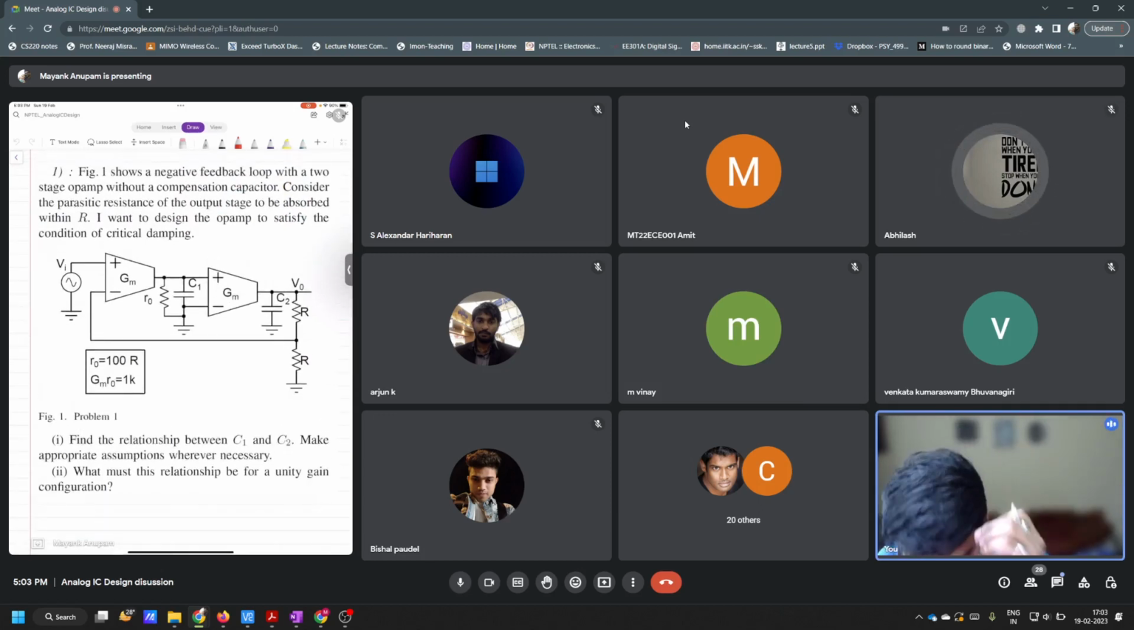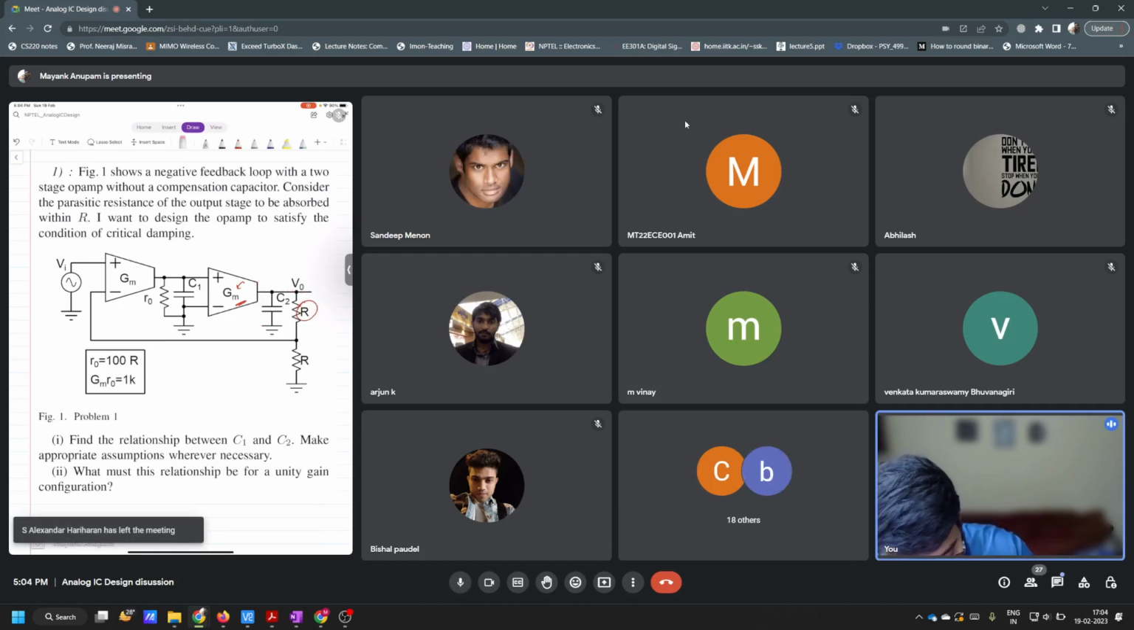Figure 1 shows a negative feedback loop with a 2-stage op amp without a compensation capacitor. Now consider the parasitic resistance of the output stage to be absorbed within R. So this gm is the output stage. It will have some output resistance, but let's say that output resistance is being absorbed by this resistor R. It can be absorbed here, right? So that is what is meant by this question: consider the parasitic resistance of the output stage to be absorbed within R.